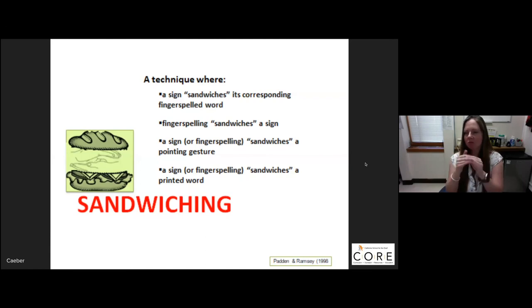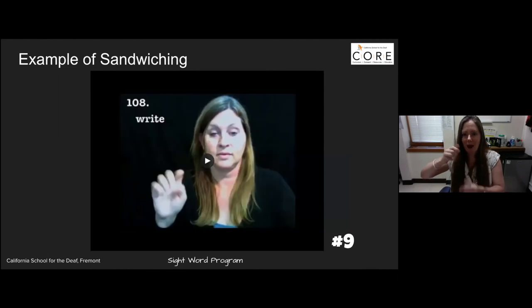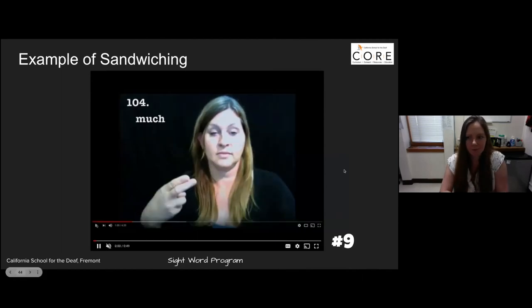So I wanted to discuss this concept of sandwiching. It's very common. That's where you spell a word, sign it, and then spell it again, or vice versa. You can sign a word, spell it, and then sign it again. And that builds up cognitive abilities to file more vocabulary and more language acquisition. And I wanted to show you an example of that right now.